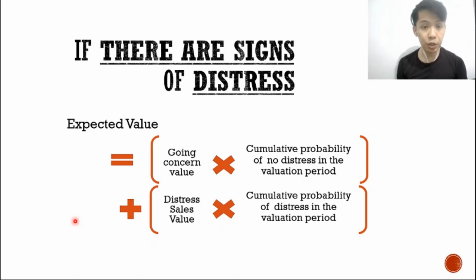What we can do is to, number one, still assume that it will be a going concern, multiply by the probability of that to happen, which at this point is very low. Then add the distressed sales value, assuming that we will be in a hurry in selling all the assets. What amount are we going to receive? Multiplied by the probability of distress in the valuation period. This is how we arrive at the value of the company, assuming there are now signs of distress.